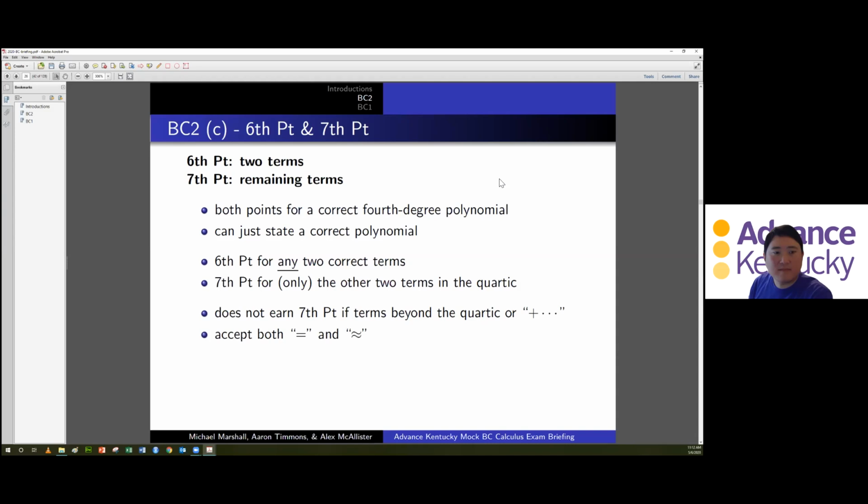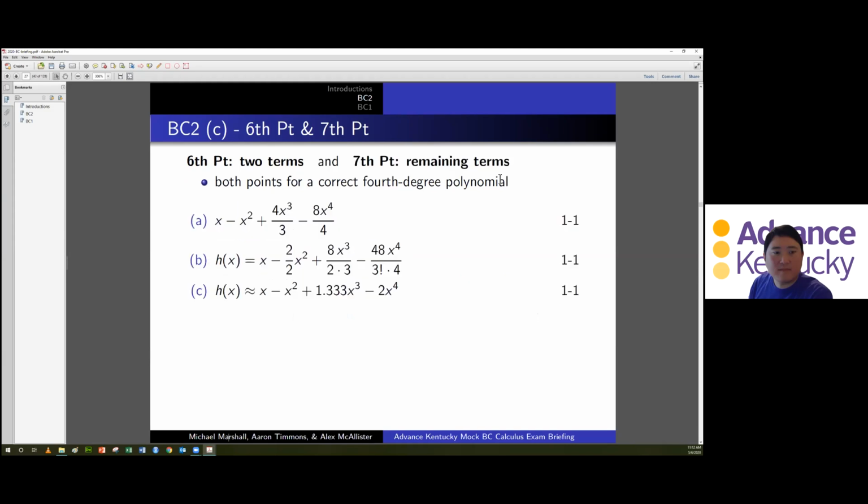We can't be looking at things with 5th degree terms or plus dots, right? They've been asked for a polynomial, and there's that space with the equals and the approximately's. So here's some correct answers. These are all ones that are going to earn both the 6th and the 7th point. We might just see the polynomial written down, perhaps some simplification. The students might, right, leave everything in terms of fractions, right? The whole raised to the power 1 divided by the new power. We might see that written out explicitly, and then they can just stop. We don't need to see numbers pulled together.